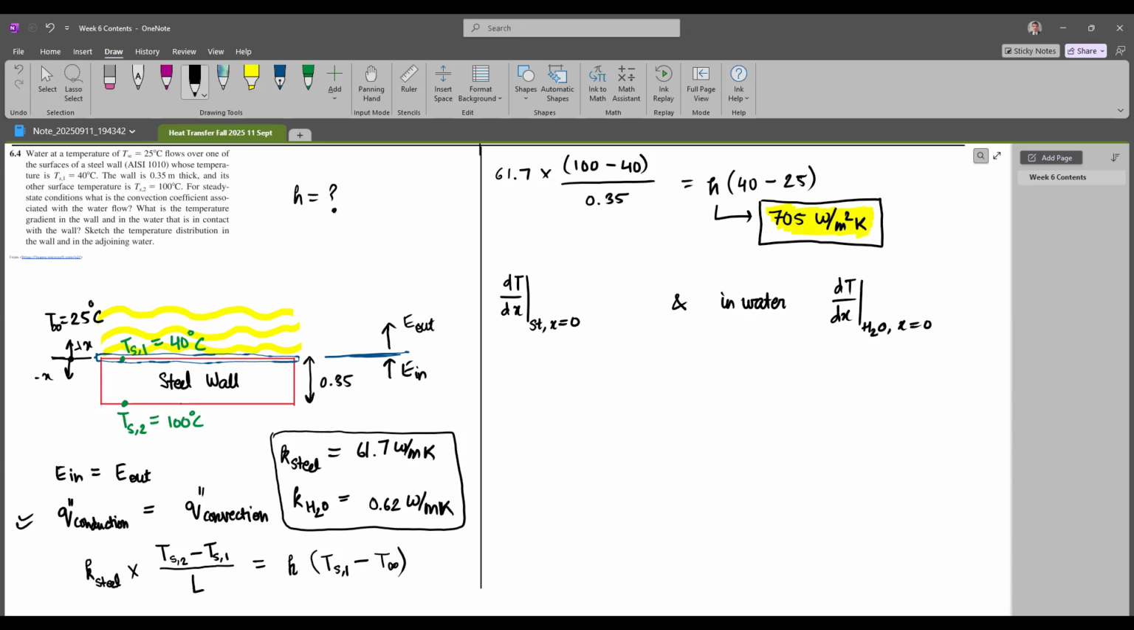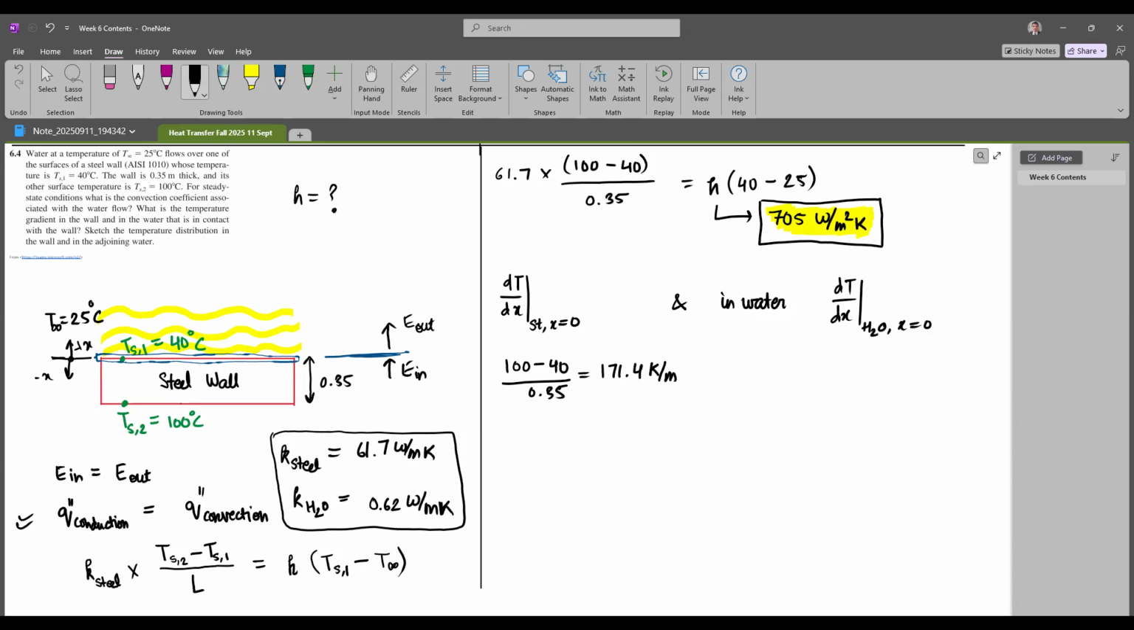Okay, so dT over dx in the steel is very, very simple. It's 100 minus 40 over 0.35, right? Which is 171.4 Kelvin over meter. I can use degree Celsius over meter as well, but Kelvin over meter is also okay. So this is the temperature gradient in the wall.